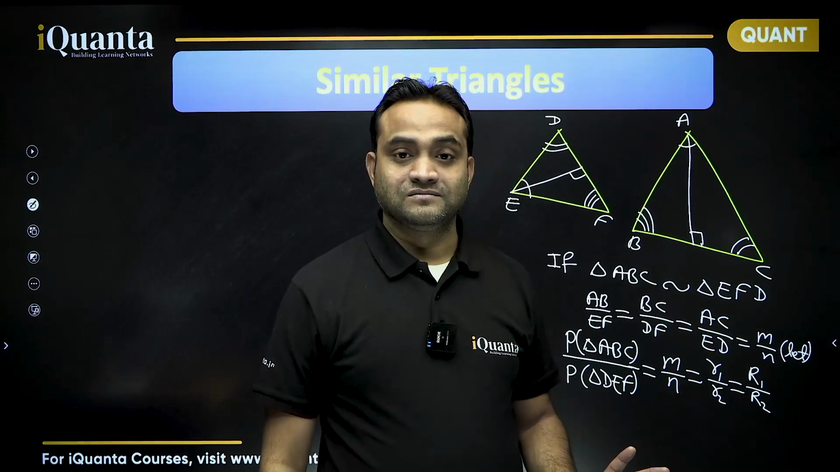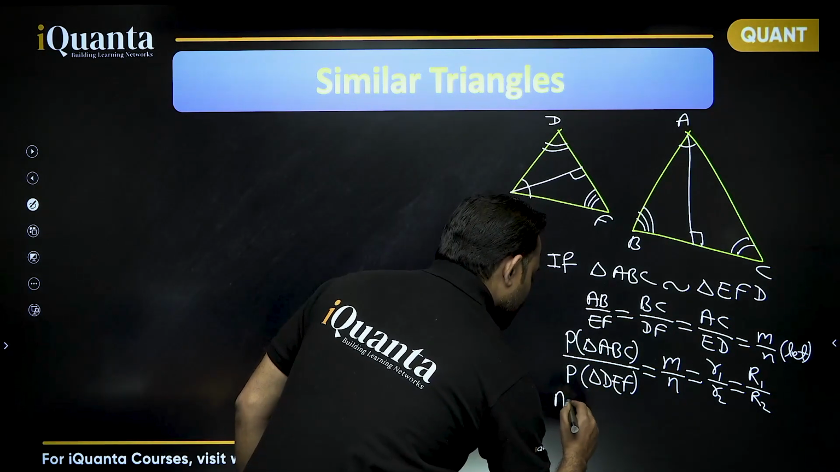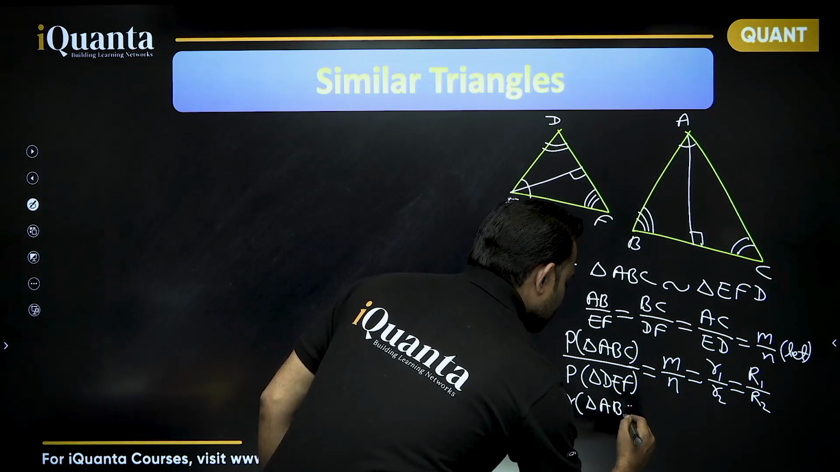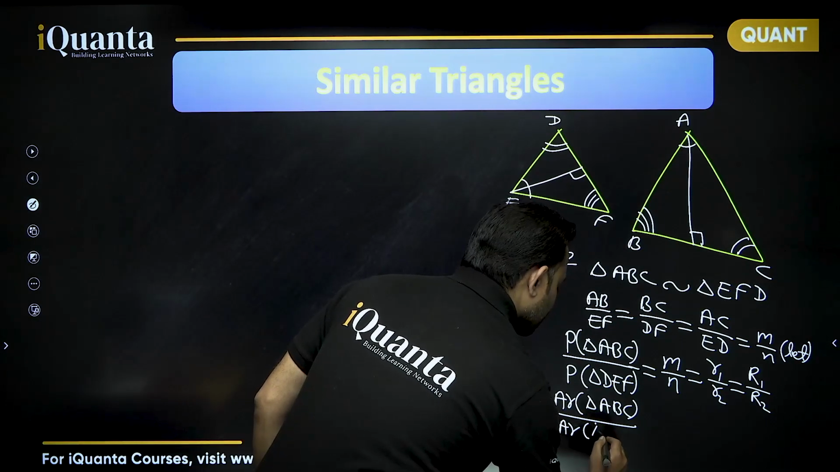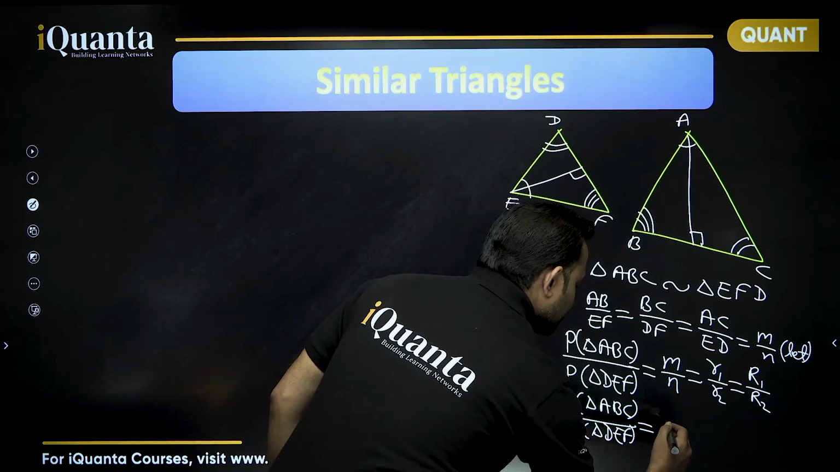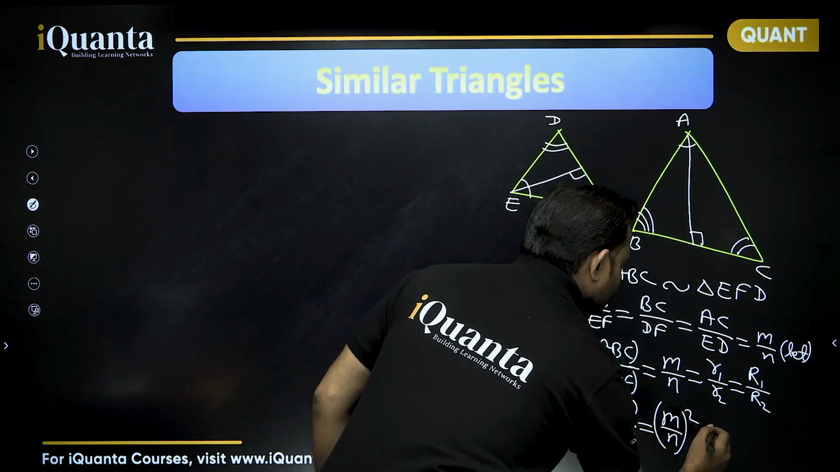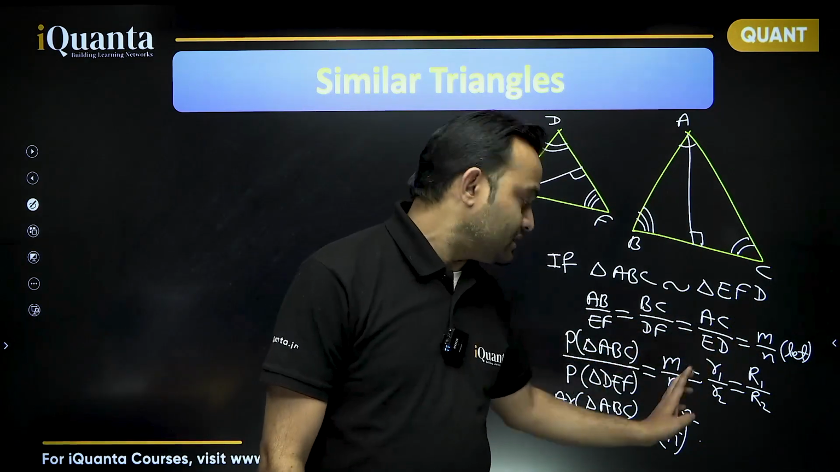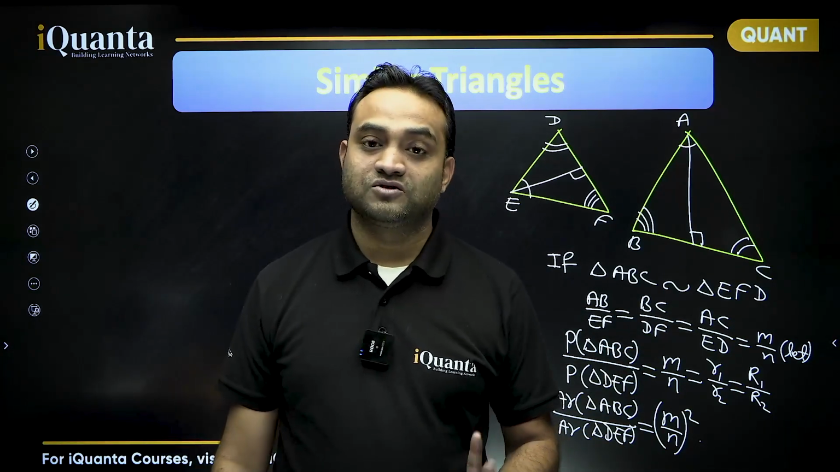So the ratio of all linear lengths in a triangle will be the same as the ratio of their side lengths. But one thing is different, that is area. Area of triangle ABC divided by area of triangle DEF will be equal to the square of the side ratio. So the side ratio is m by n, so the areas of the triangles will be in the ratio of m by n whole square. So remember this one, okay?